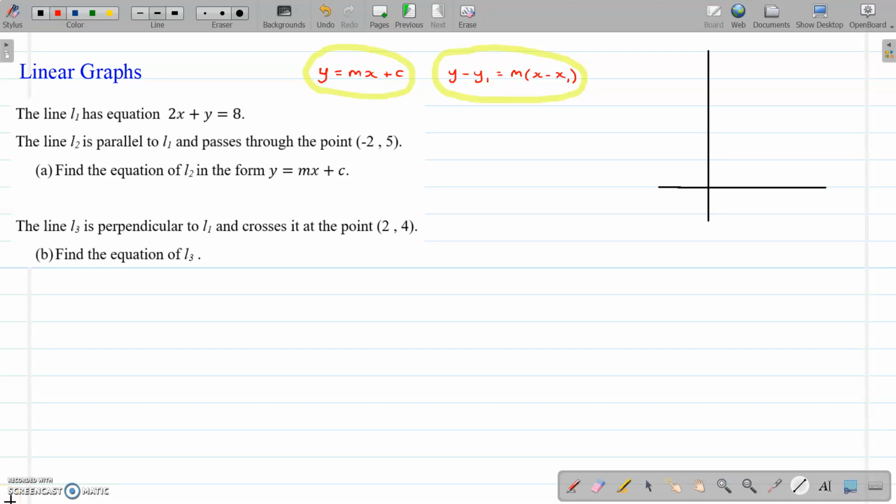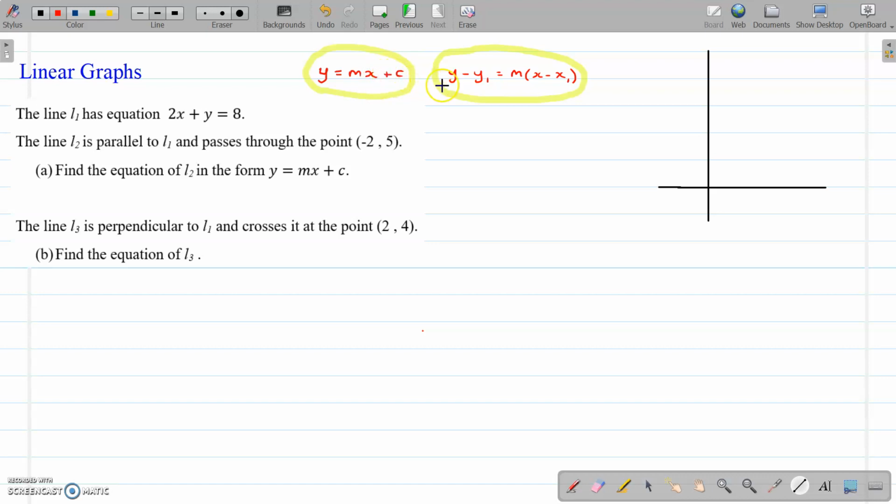Welcome to this exam question on linear graphs. We're looking at parallel and perpendicular lines. We should be familiar with the general equation of a straight line, which is y equals mx plus c, where m is the gradient and c is the y-intercept.